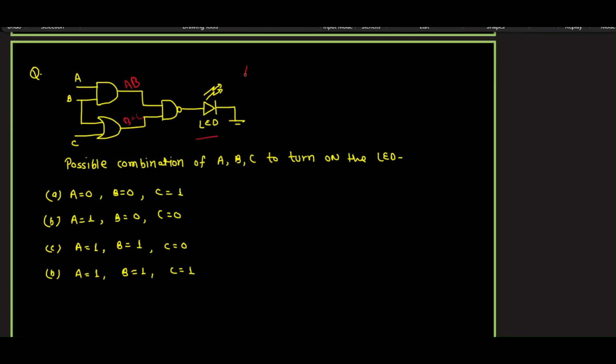So this is AB times (B plus C), this whole bar. So this will be AB plus ABC, which in turn will give AB itself. This is AB whole bar. This is nothing but a NAND gate.